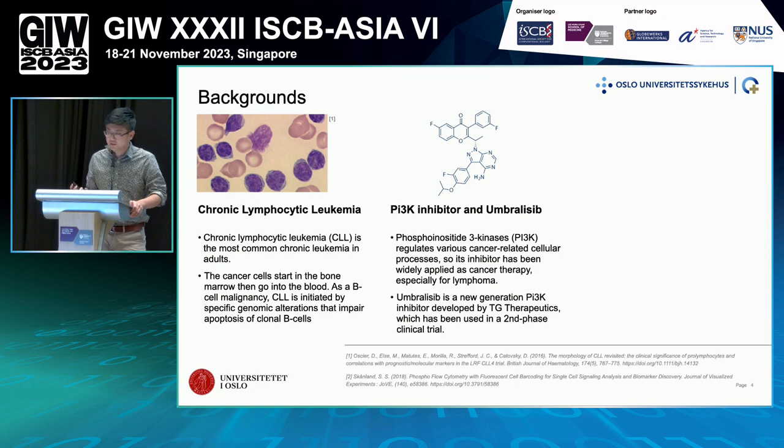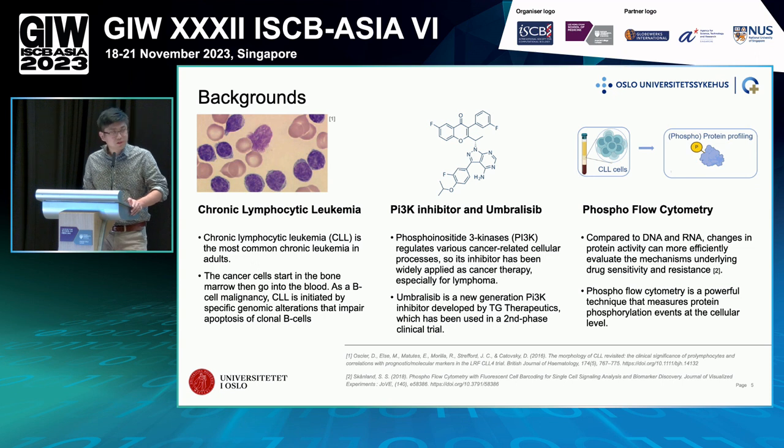But how to treat it? There are many drugs that can treat CLL. However, there is something very promising, which is called PI3K inhibitor. PI3K is a pathway that regulates cancer-related cellular processes, so its inhibitor has been widely applied as a drug, as a cancer therapy, especially for lymphoma. Umbralisib is a new generation of PI3K inhibitor developed by TG Therapeutics, which has been used in a second phase clinical trial. That's an American company.